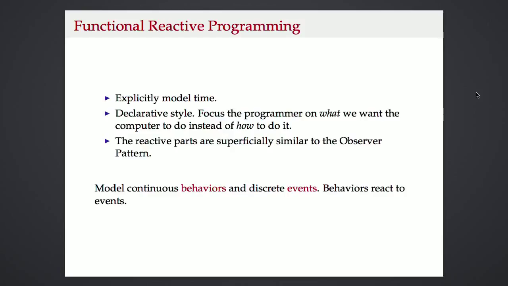More formally, we're modeling behaviors, and a behavior is something that's continuous over time, and at discrete points in time, there will be events, and we can react to those events. What functional reactive programming does is set up a network or a system of behaviors and how they react to each other.